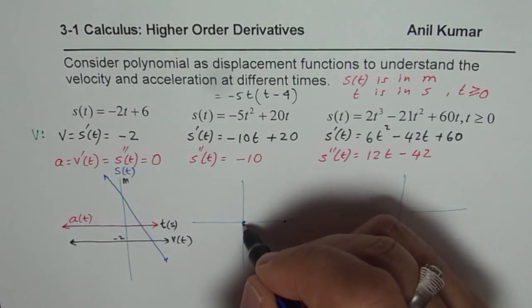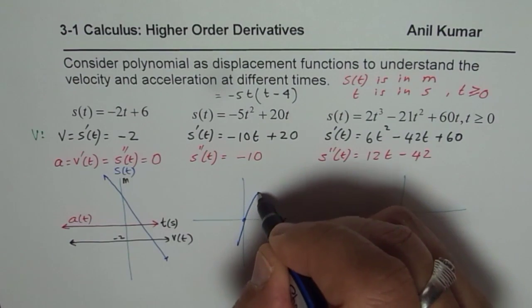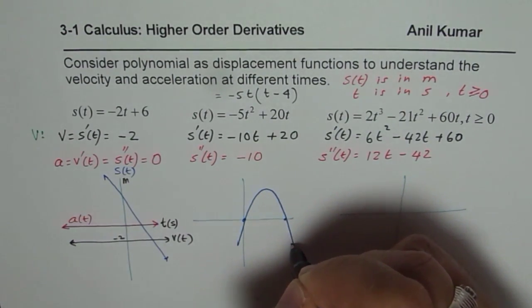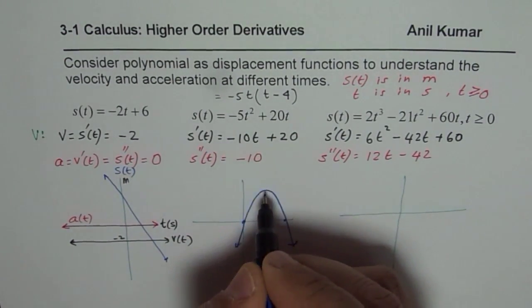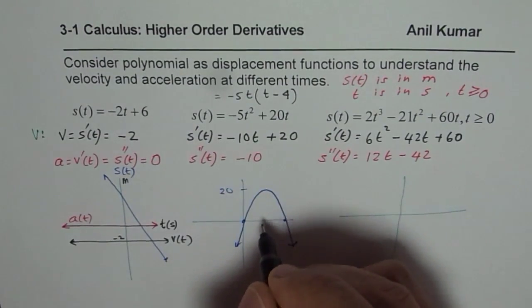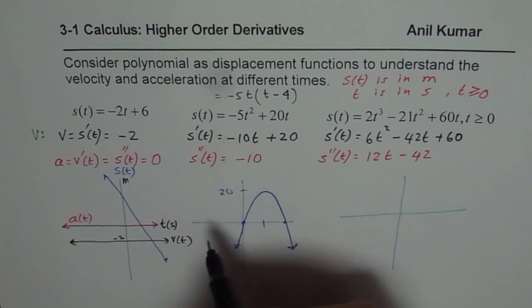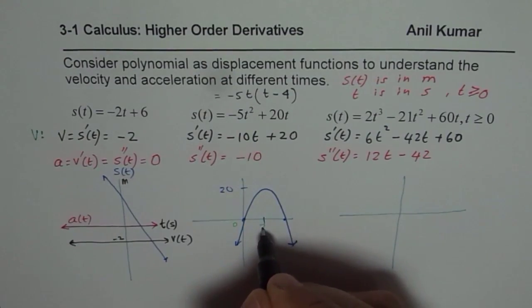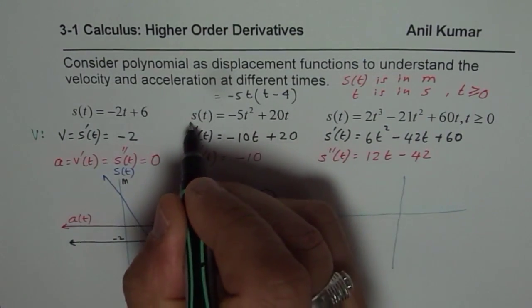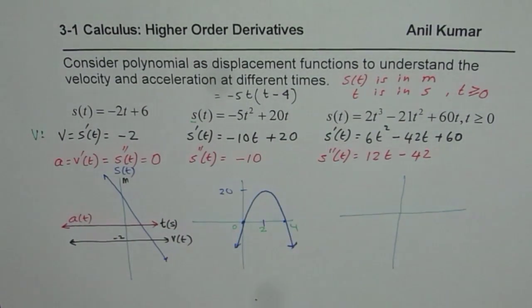So approximately 20. Anyway, what I will do is I'll just sketch a parabola here. Right, so this is my parabola. This point is 20 for us, and this point is, as you can see, 2. So these are the points on the parabola. We'll just write them here: 0, 2, and 4. So that represents displacement for us.